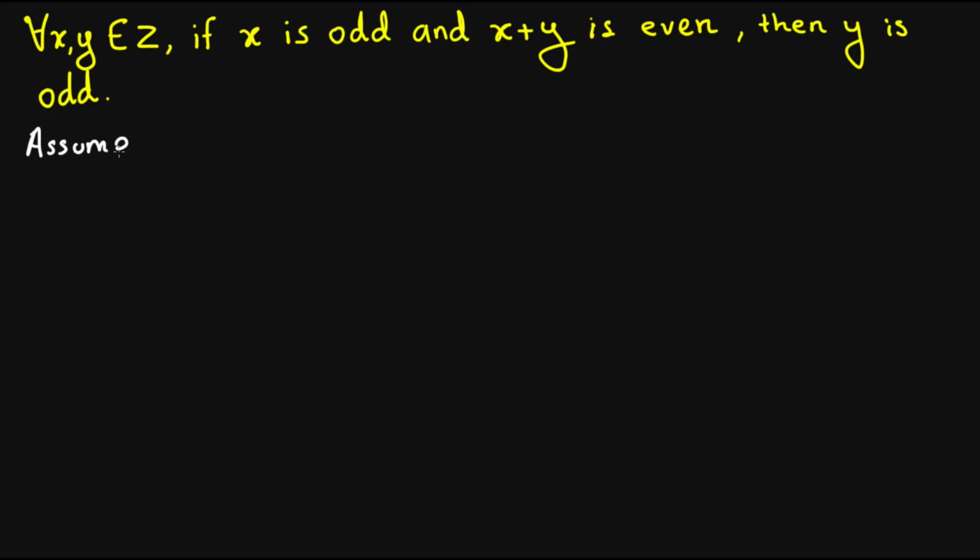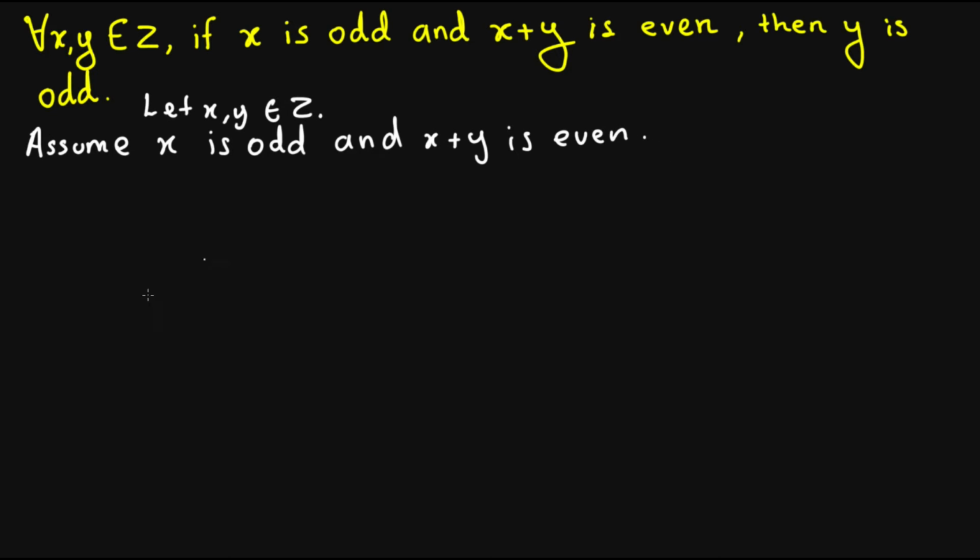Assume, first we have to say let x, y belong to the integers, as mentioned in the proposition. Assume x is odd and x plus y is even. First we are going to give a general expression. Then there exists a k belonging to the integers such that x is equal to 2k plus 1. Here what we are saying is x is an odd number, because if you multiply an integer by 2 and add 1 to that, it's definitely an odd number. That's why we express it like this.